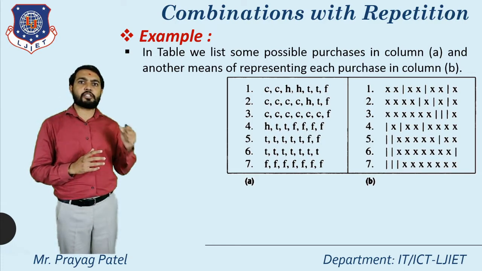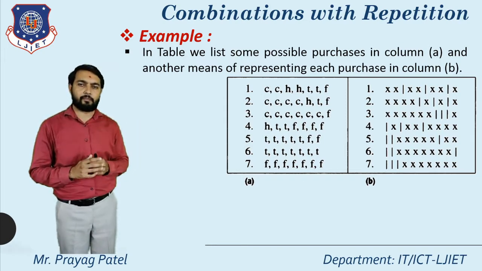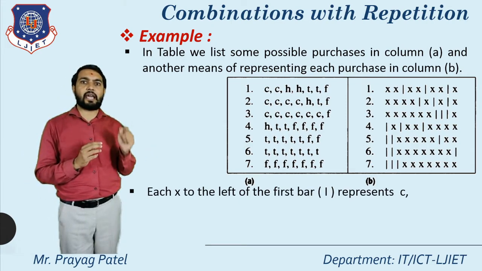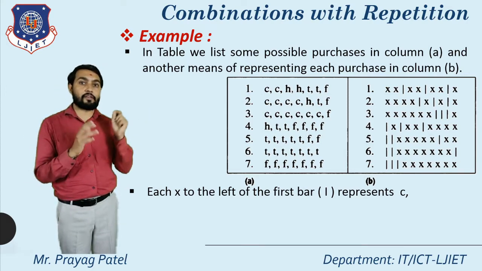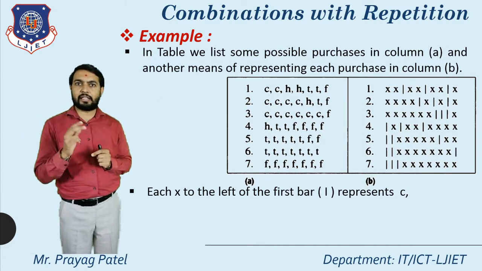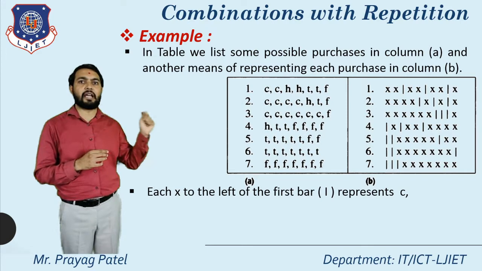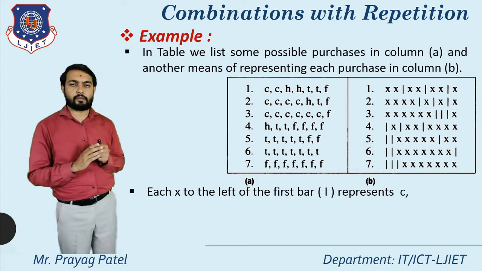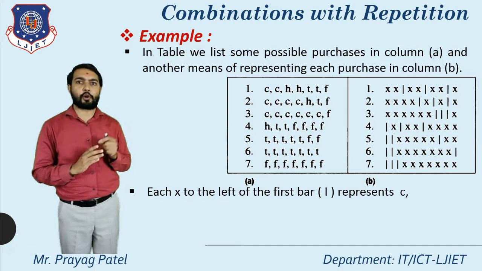In this table we list some possible purchases in column A and another means of representing them in column B. Here the first entry is C, C, H, H, T, T, F. That means you select 2 C. Here there are a total of 7 students. First 2 select C, next 2 select H, next 2 select T, and the last person selects F. That means a total of 7 items are selected by the 7 students. So the first column represents this type of process.